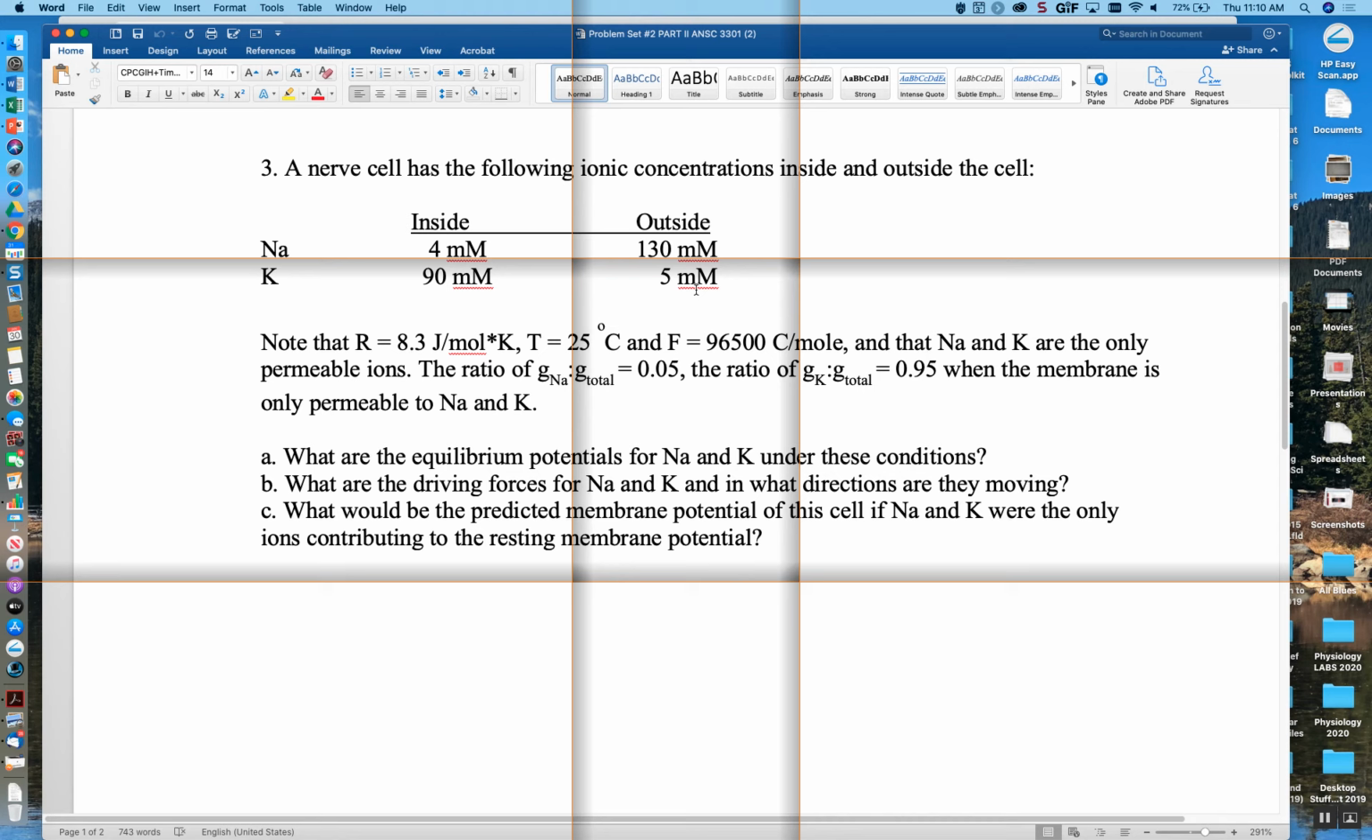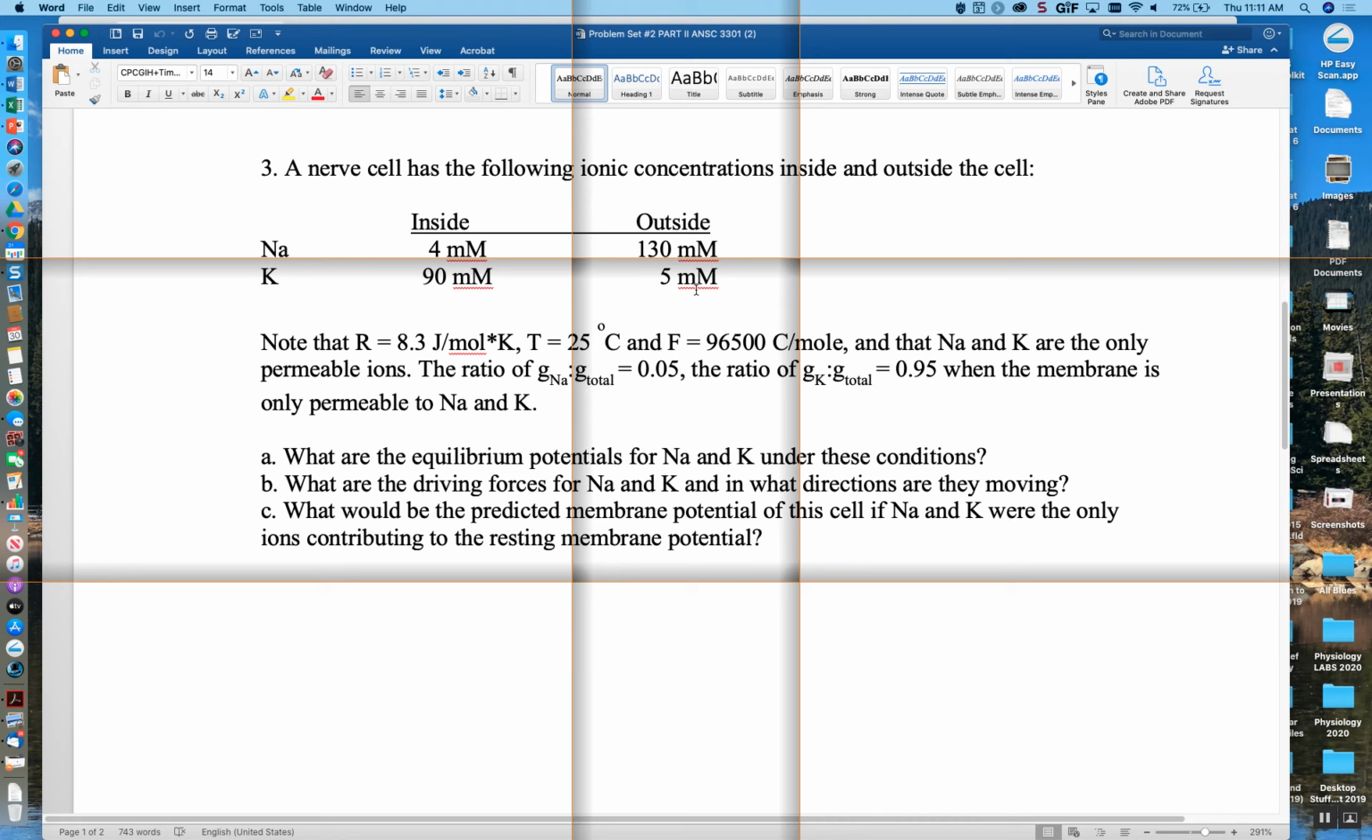All right, everyone, let's just go through sodium together. There's some people that are here for the first time, so I want to make sure that they know how to work this problem. 8.3 is R, joules per mole Kelvin. What did you get for the temperature in Kelvin? It's 25 degrees Celsius, 298, right? You have to add 273 to 25. So we get 298 Kelvin.